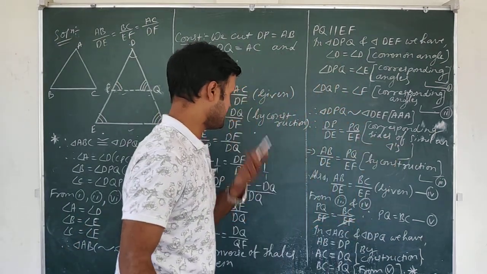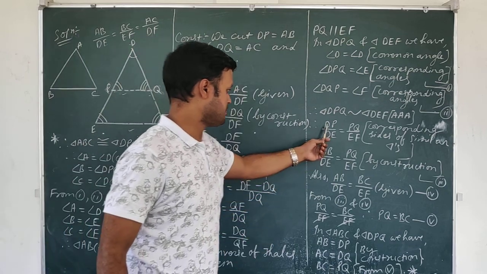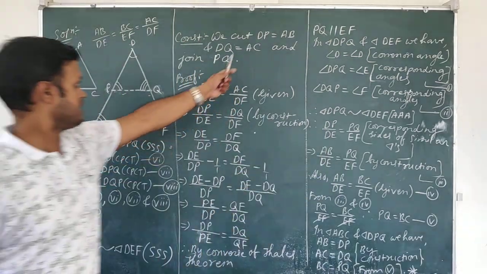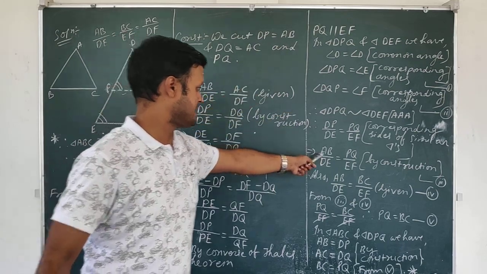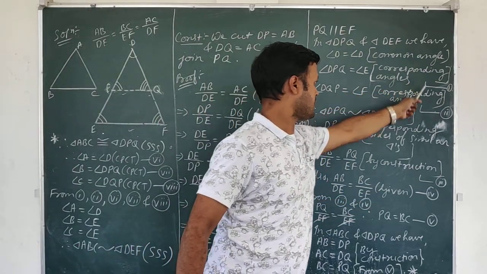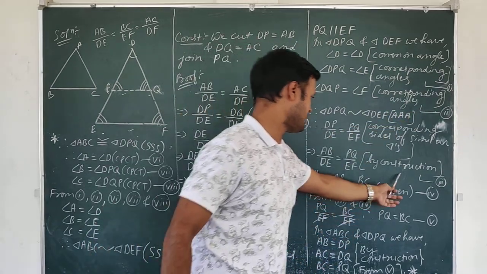Okay. So now you see, in place of DP, can I write AB? Obviously yes, by construction. Mark it number 3. So this is mark number 1 and this is mark number 2, and this is number 3.